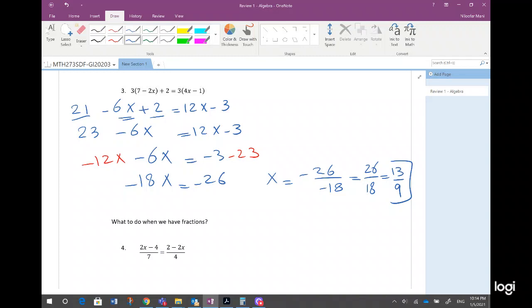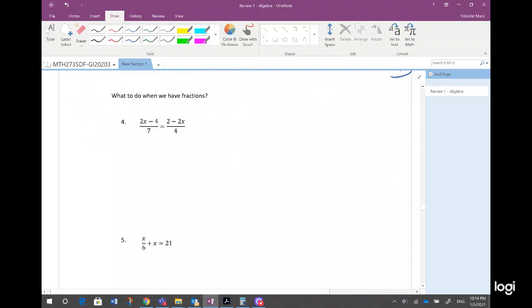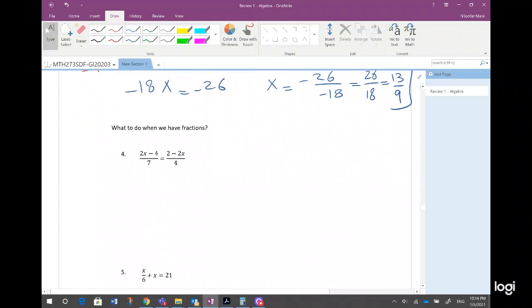Okay? So far so good. How about here? Oh, here. Okay. Look at this question. This question, yes, it has fraction.